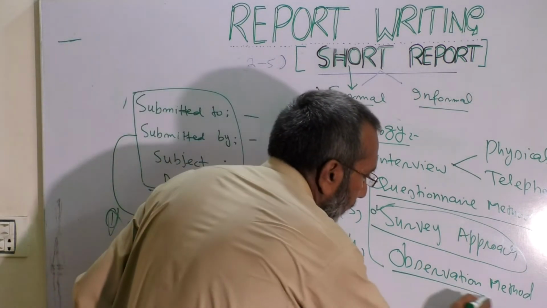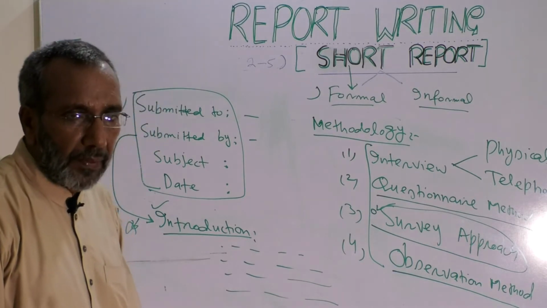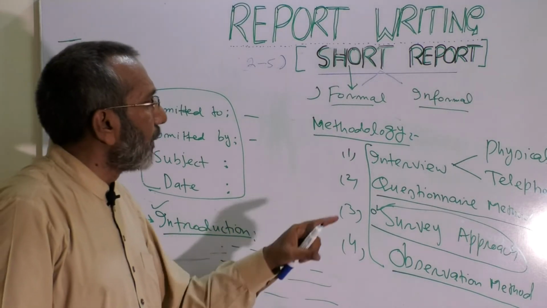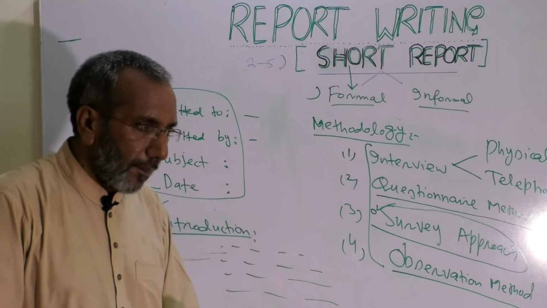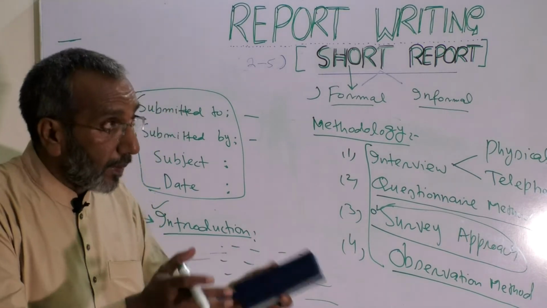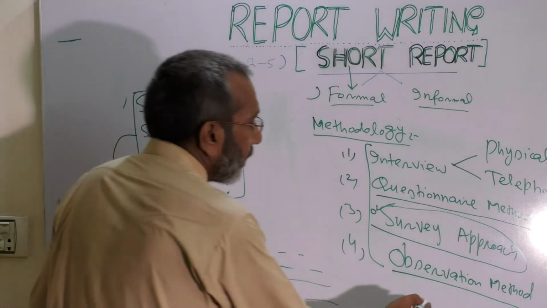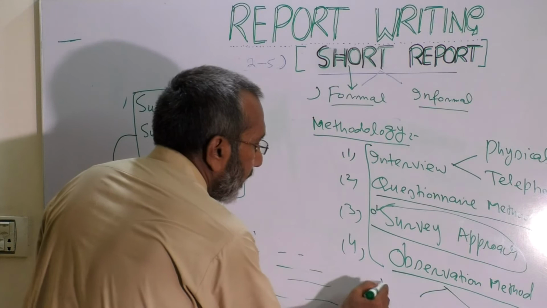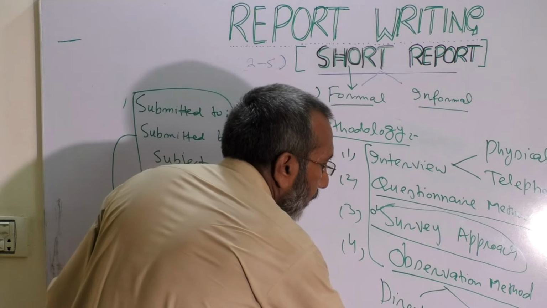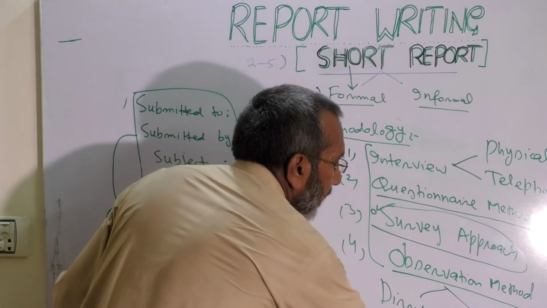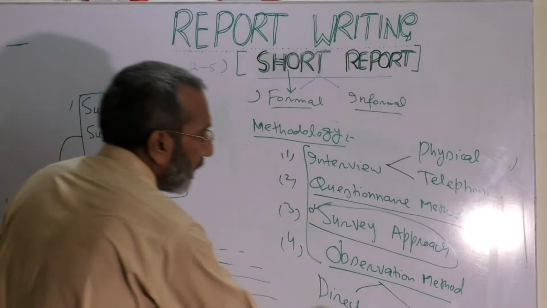Observation method stands for what? Sometimes you observe a thing by directly going over there. Suppose you say, whatever you're saying, I cannot believe this thing. Let me observe. You physically go over there and observe whether this is the truth, this was the cause of the accident, this is what's happening. So observation method once again can be direct observation and it can be indirect observation. It is just for the sake of concept. Otherwise, while writing that report, you are not supposed to mention these details.